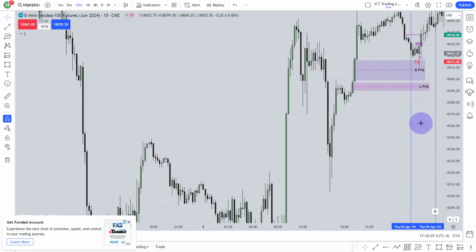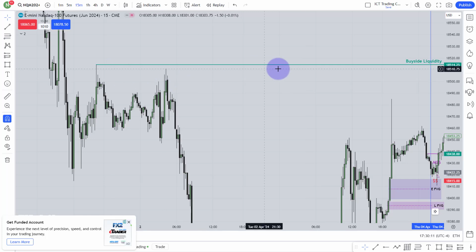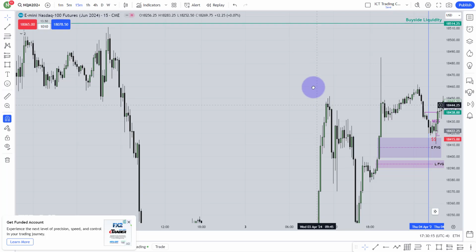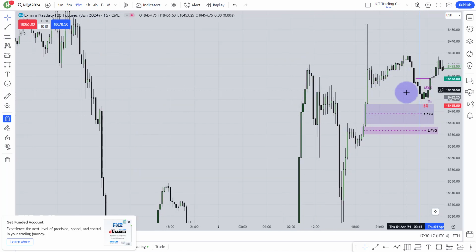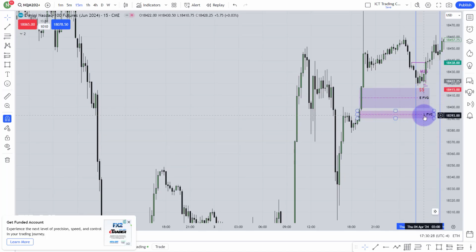The market went higher, no problem. You have this clean buy side liquidity from the 15 minute chart, no problem. All you have to do is wait until the market reaches that entry fair value gap or the last fair value gap. If you don't get your setup from the entry fair value gap, then you will wait until the market reaches the last fair value gap.